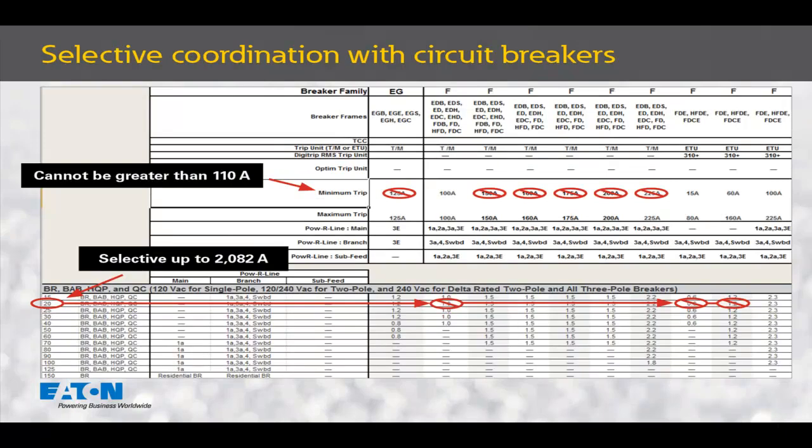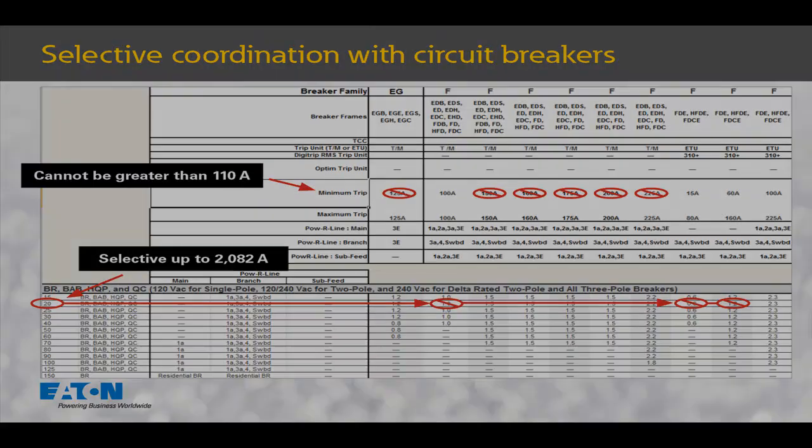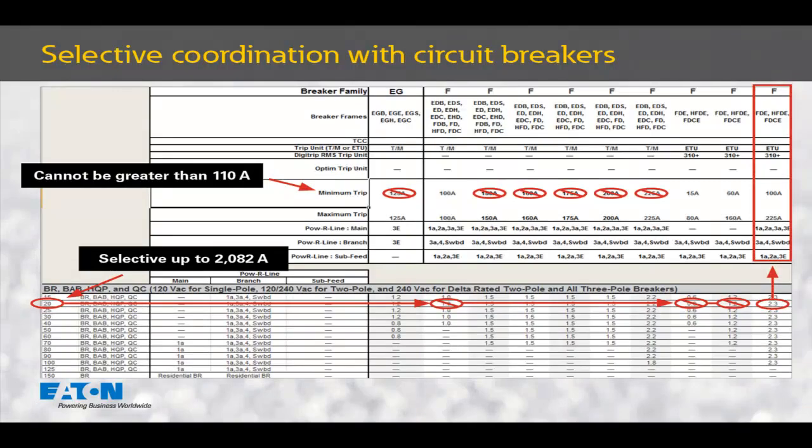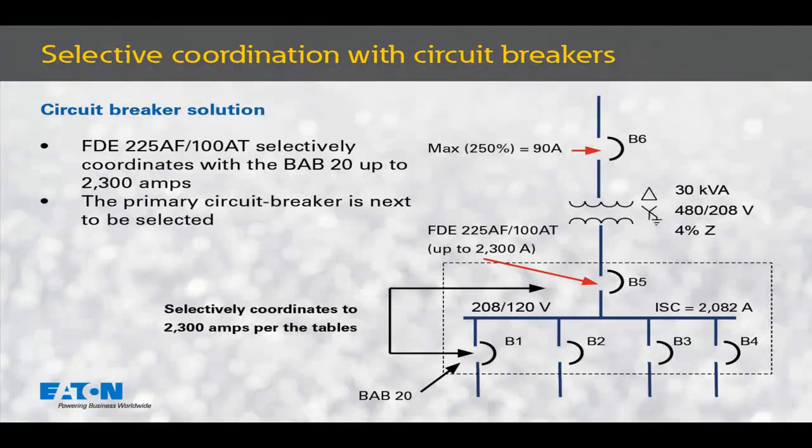The next device is the 160 amp frame circuit breaker that can be adjusted down to 60 amps. This pair selectively coordinates up to 1200 amps. Again, not adequate. Finally, we get to the 225 amp frame F-Frame circuit breaker with an electronic trip unit that can be adjusted down to 100 amps. They selectively coordinate to 2300 amps, which is greater than 2082 amps. This pair will work.